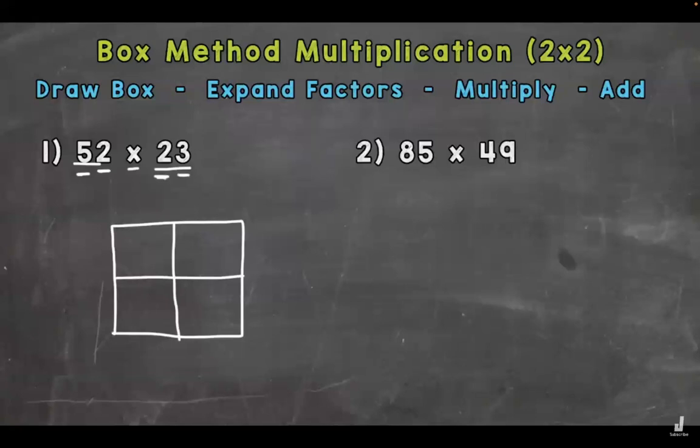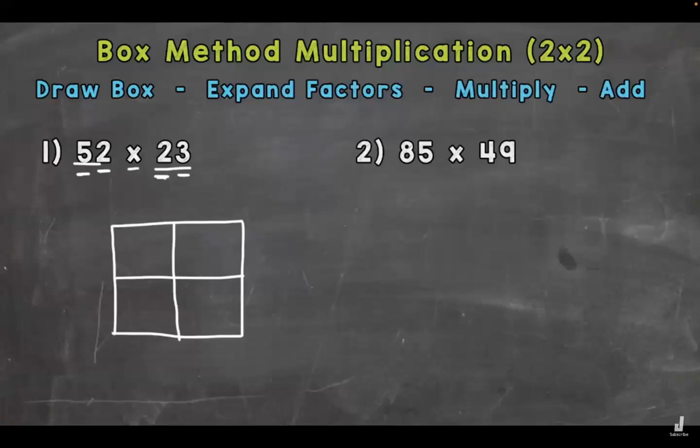So now we have our box drawn. We can move to expand the factors. We need to expand them out to show the value of each digit. You may be thinking, well, what are the factors? The factors are the numbers we multiply together in order to get our product, which is the answer. So 52 and 23 are our factors.